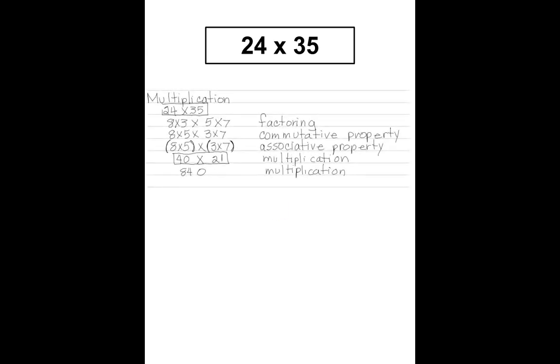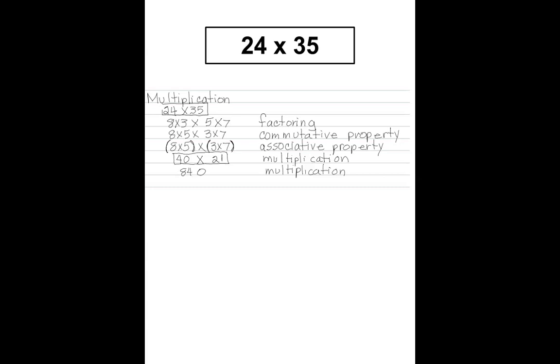The commutative and associative properties are also used to solve multiplication problems. So let's take a look at 24 times 35. You certainly could use the algorithm or the partial products algorithm, but another way to do this would be to factor the 24 into 8 multiplied by 3 and factor the 35 into 5 multiplied by 7.